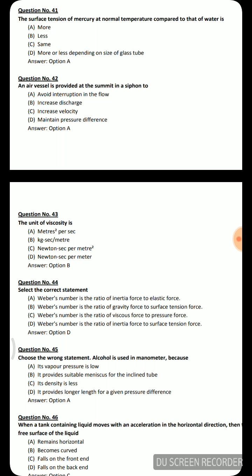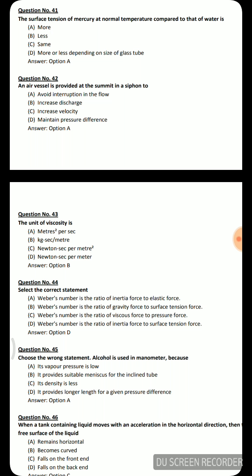First question: the surface tension of mercury at normal temperature compared to that of water is more. Correct answer is option A. Next question: an air vessel is provided at the summit in a siphon in order to, option A is the correct answer, because an air vessel is provided at the summit in a siphon in order to avoid the interruption in the flow.